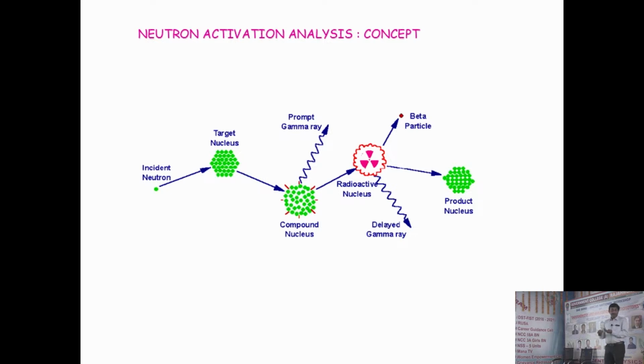When it is disturbed from the stability region, it will again emit beta minus or other particles, with certain half-lives. Then we can measure offline, which is called normal NAA. If you want to see the gamma directly, that is called prompt gamma neutron activation analysis. Okay.